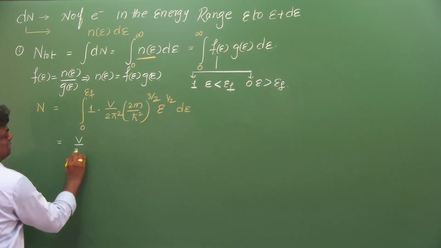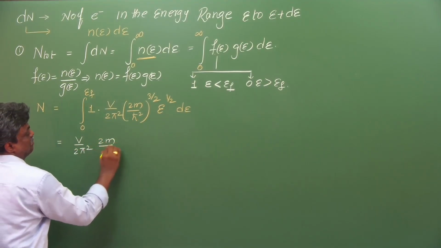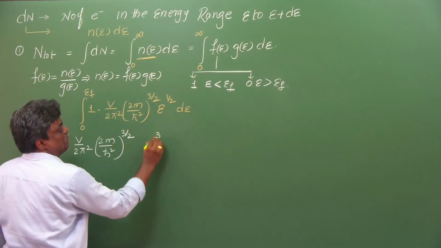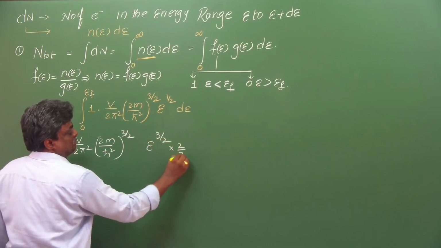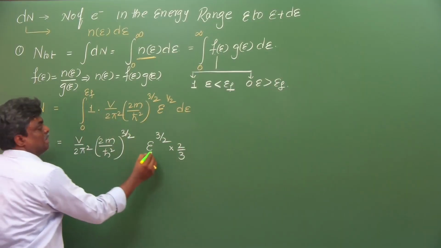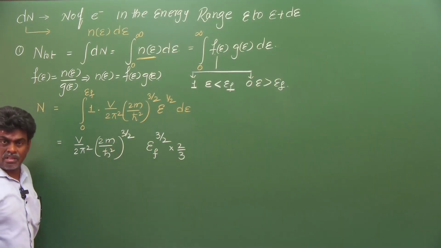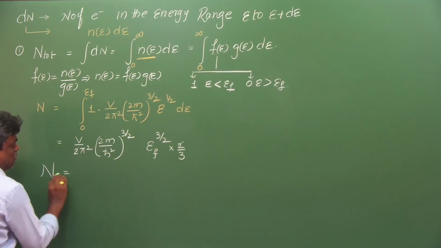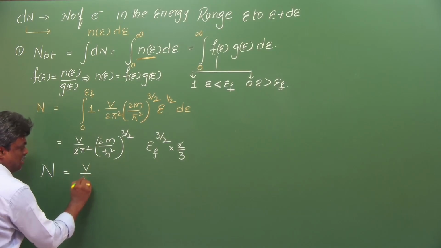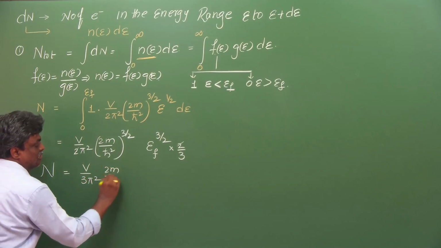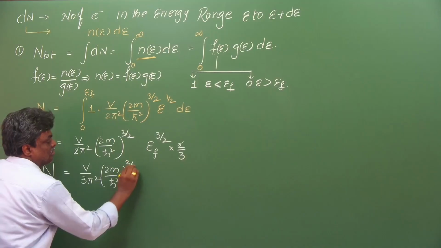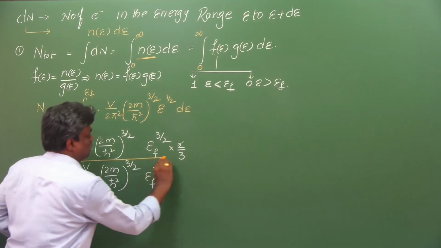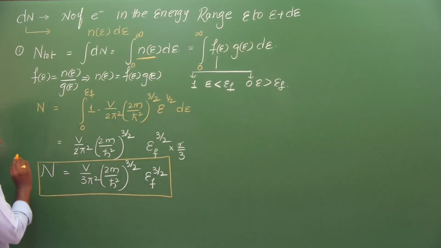Now V outside, everything is constant outside. Now E power 1 by 2 integrates to E power 3 by 2, with limits 0 to EF. Any trouble? Shall I write directly? Now this 2 gets cancelled. Total number of electrons is V by... After the explanation, my humble request: don't copy, do it yourself.